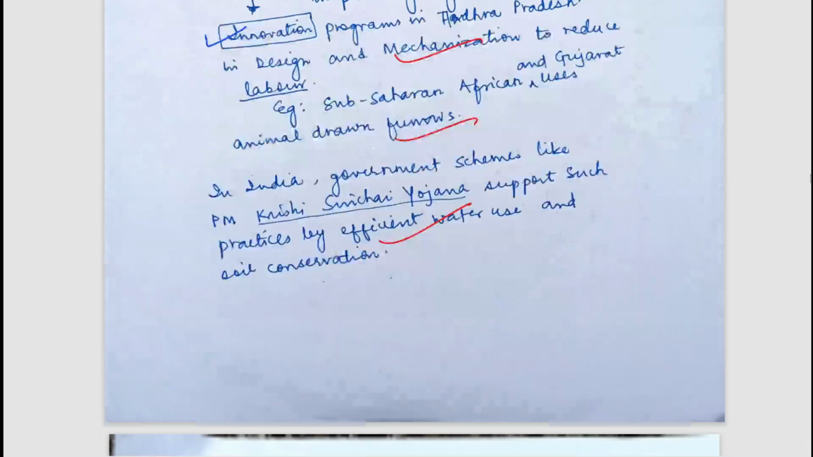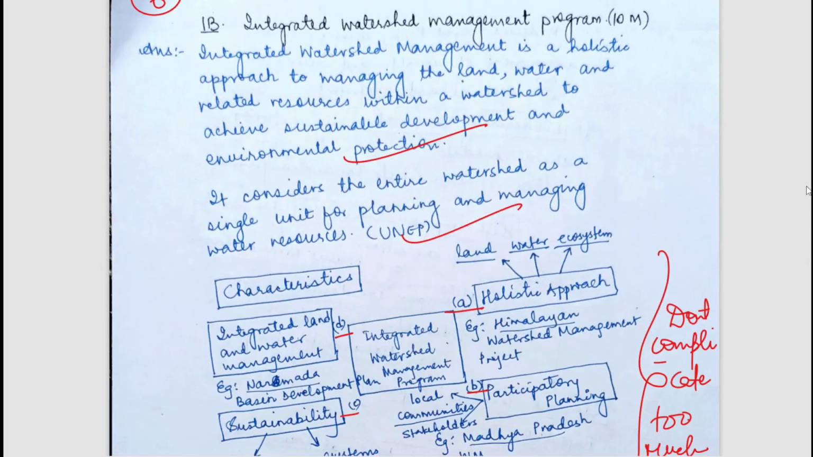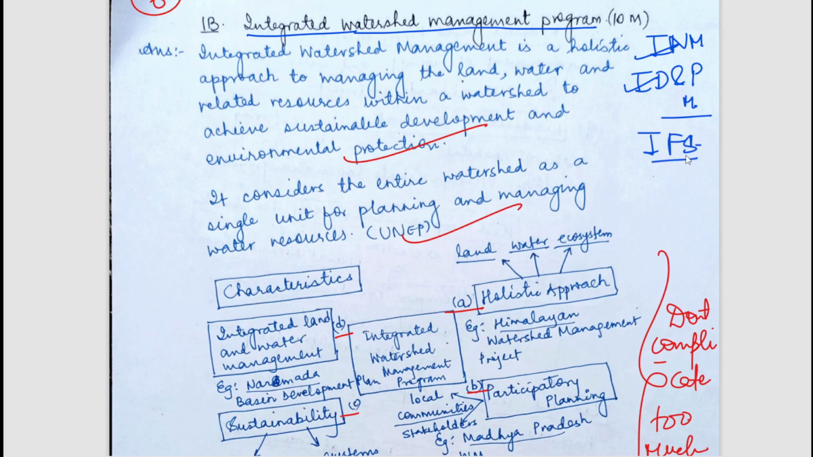Now let's move to the second question. The next question is the note on integrated watershed management program. All the integrated programs, be it integrated watershed management, integrated nutrient management, or integrated disease and pest management, are very important. UPSC always touches these types of questions, and every time they will either give from integrated nutrient management, integrated disease and pest management, integrated farming systems, or integrated watershed management. So these questions are very important.